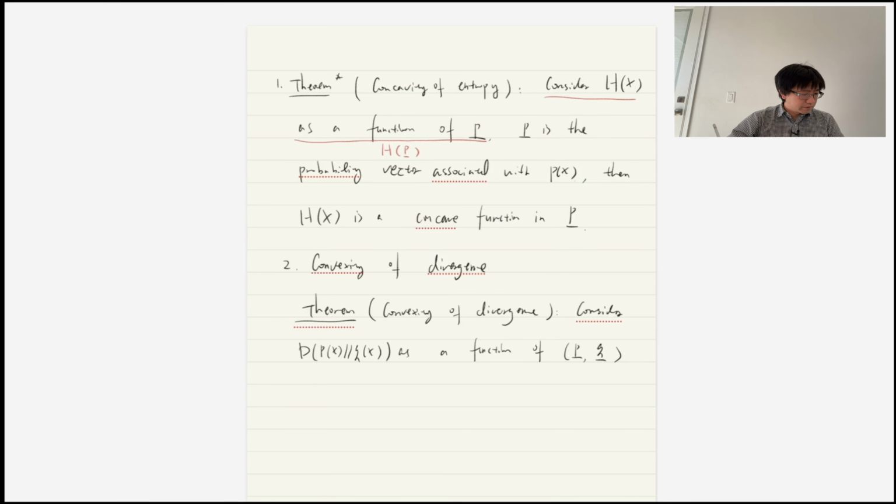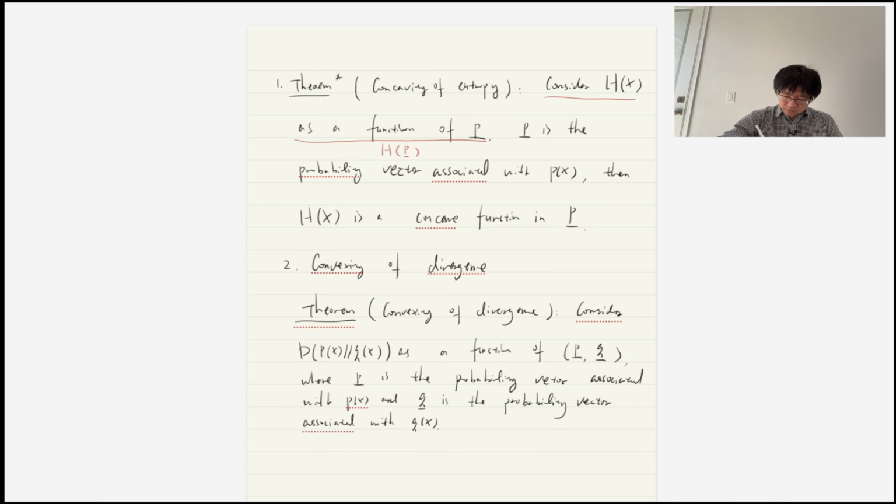As a function of this, P is the probability vector associated with P_X, and Q is the probability vector associated with Q_X. Therefore, we can think of this as the relative entropy between P and Q, and we can use this notation to denote the relative entropy, D(P, Q).